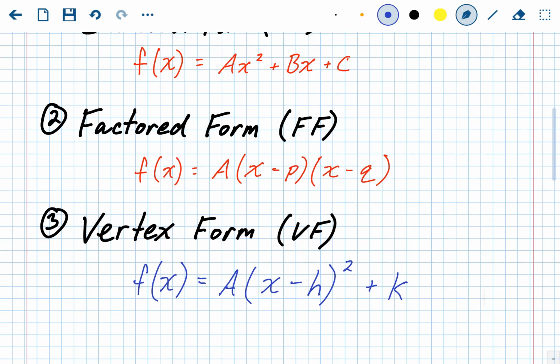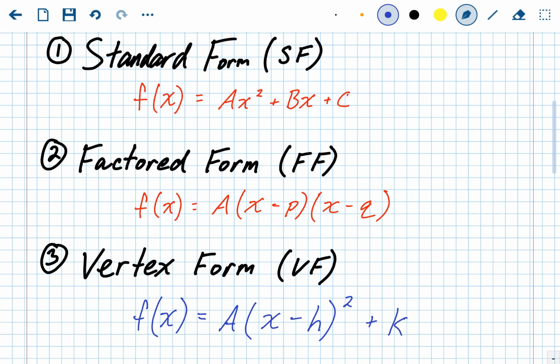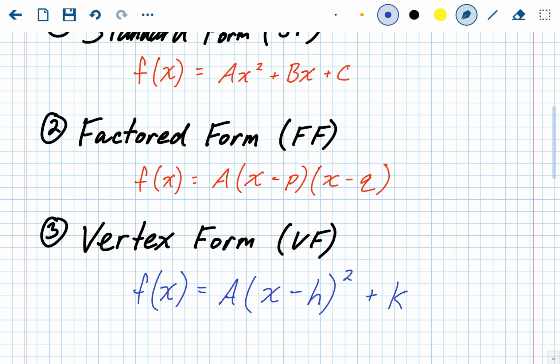Okay. So these are all three forms of the quadratics that we've been working with. Now, one thing to notice is that all of them have the a value. That a value is going to be the same in every single form. So you could write every quadratic function in standard form, in factored form, and in vertex form, and they're all going to have the same a value. Now, all the other variables represent different things, but that a value is always the same.